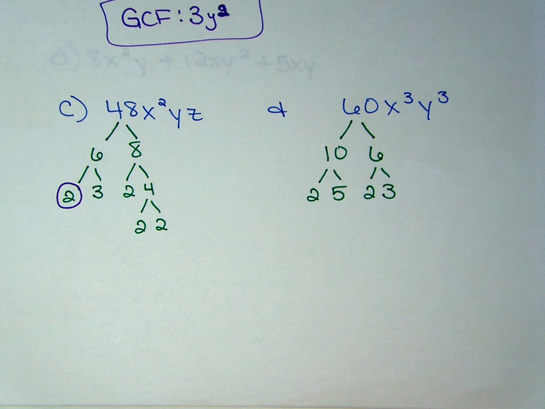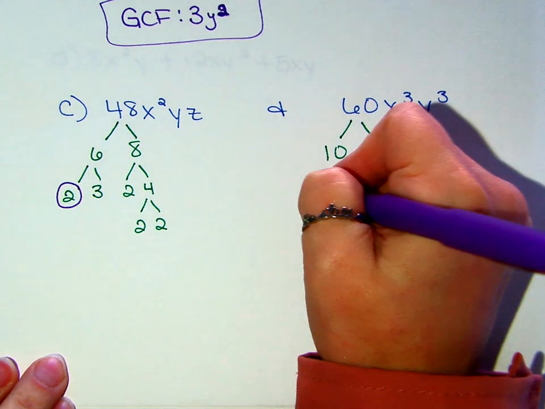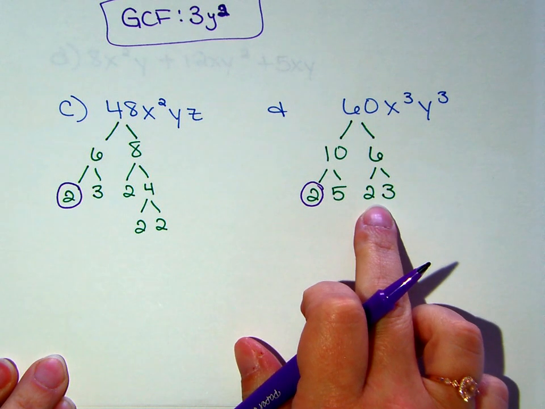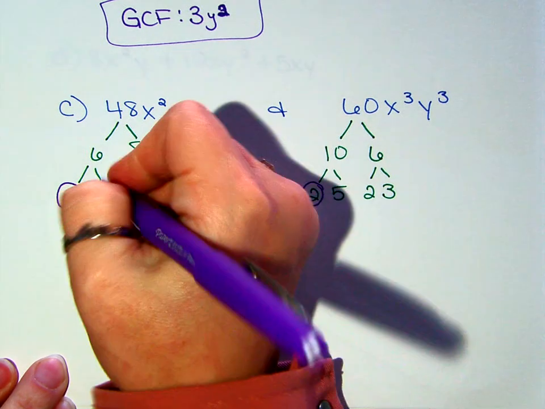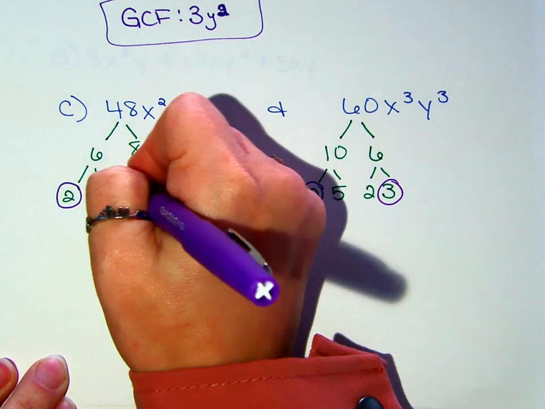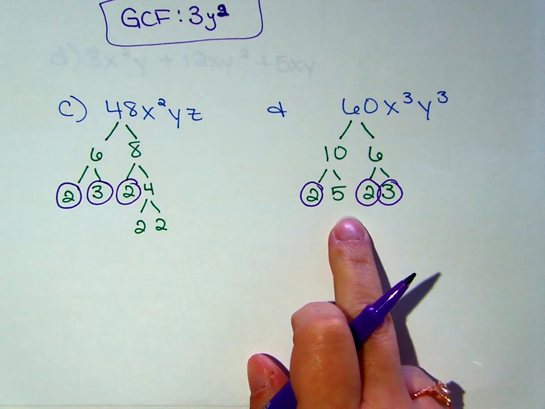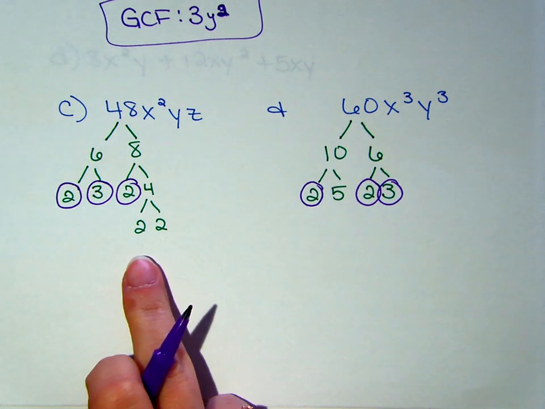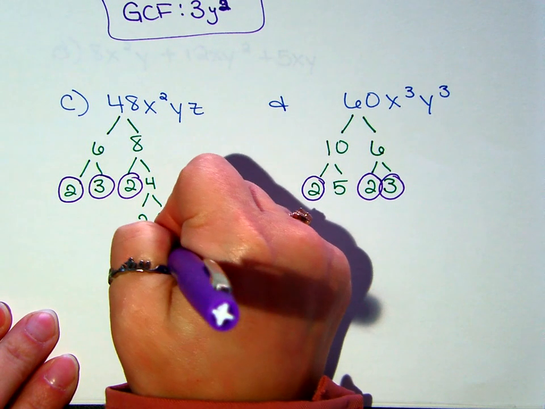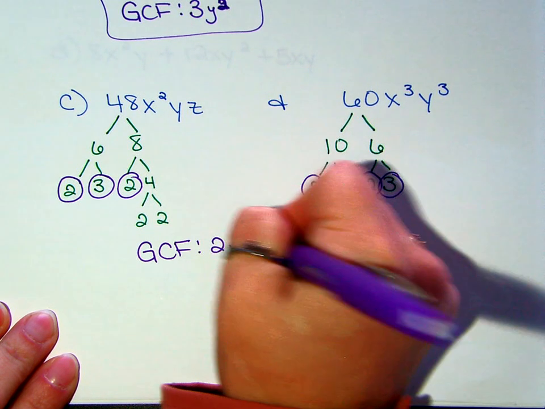But yes, I usually go all the way down to the terminal ends of my trees, just so that I don't get confused and accidentally circle things more than once. So they have the 2, they have the 3, and they have another 2. Now at this point, the only thing left in this tree is a 5. There are no 5s in this tree, so that's it. So my GCF will be 2 times 2 times 3 for the numbers.